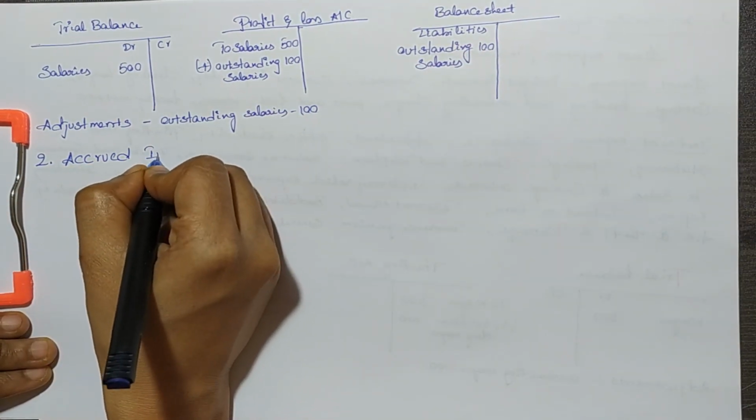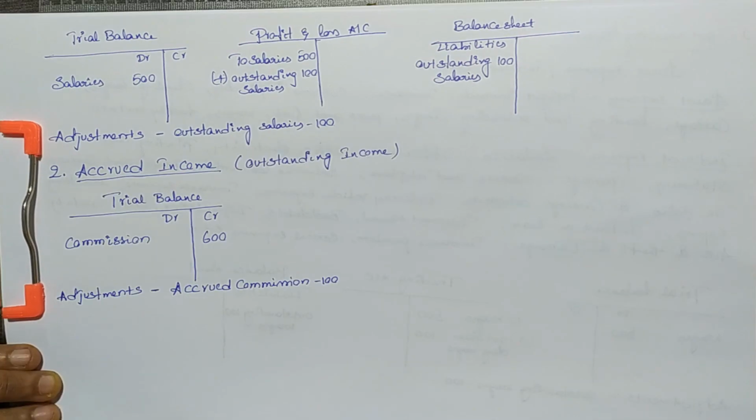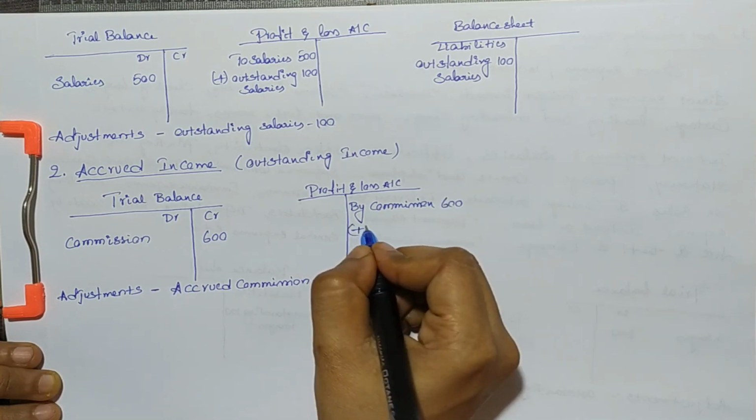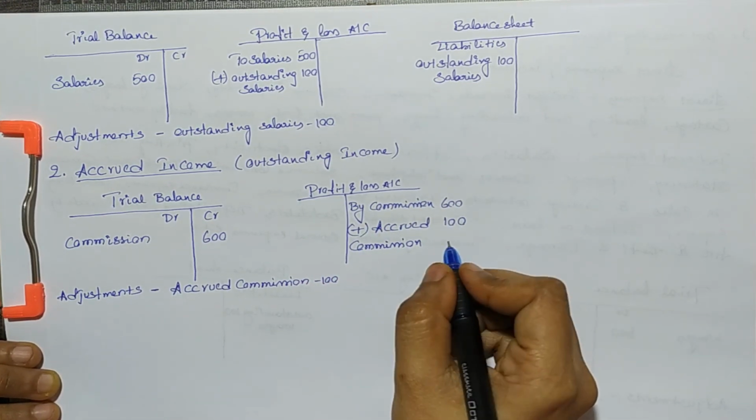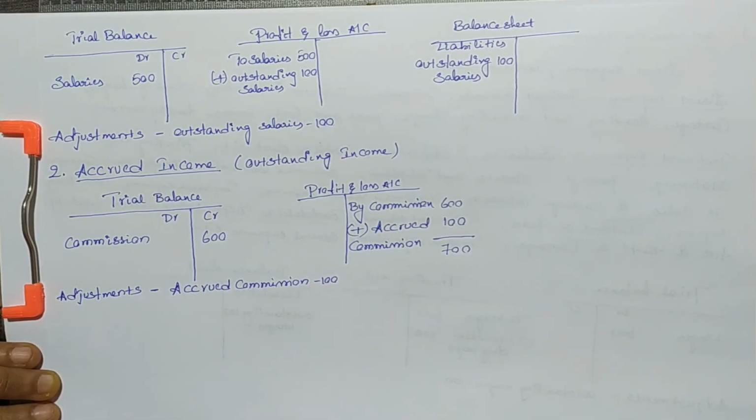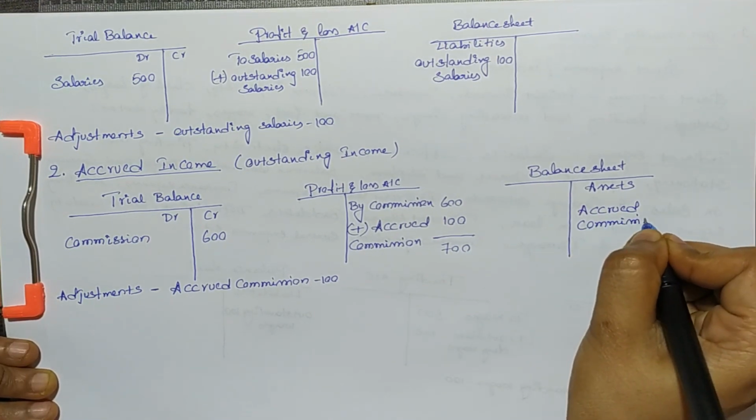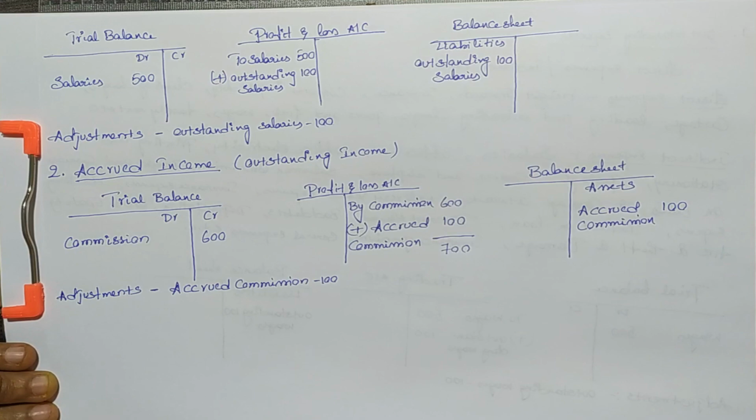Next adjustment is accrued income. In the trial balance, we have commission account balance that is 600 on the credit side, which means the business has received commission. Also in the adjustments, we have accrued commission 100. In this case, we add accrued commission amount to the commission amount on the credit side of the profit and loss account. And also we show accrued commission on the asset side of the balance sheet.